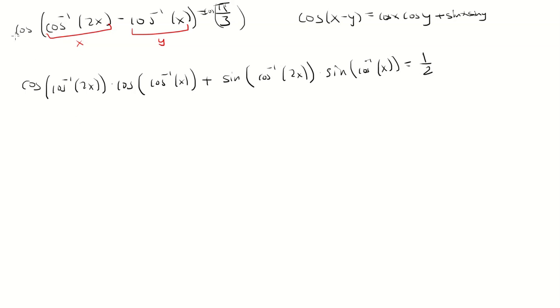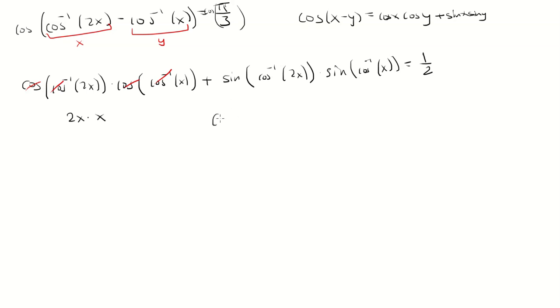Now whenever you compose two inverses, they're going to cancel. So the cosine of cosine inverse are going to cancel. And so we have 2x times x. And now we want to solve for sine of inverse cosine of 2x and x. For that, we're going to draw a right triangle.